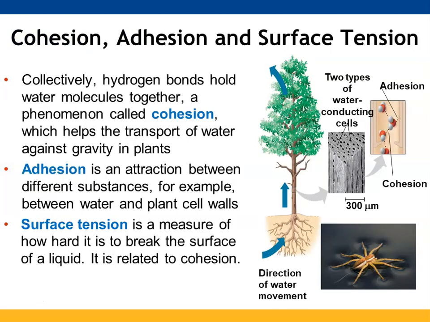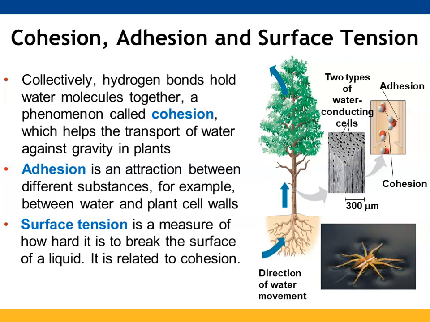So the first one we're going to talk about is cohesion and corresponding adhesion, as well as surface tension. Cohesion is what's going to take place when the hydrogen bonds hold the same type of molecules together, in this case water, and that's how water is able to go against gravity and move up in plants. Adhesion is when there is an attraction between those intermolecular forces between different substances, and we see that as well with water and moving up plant cell walls.